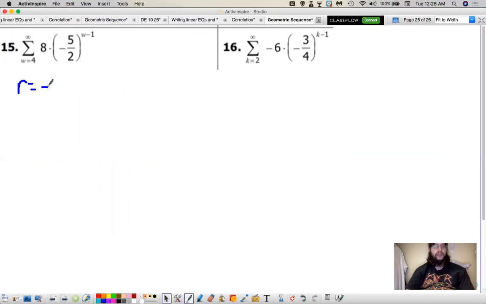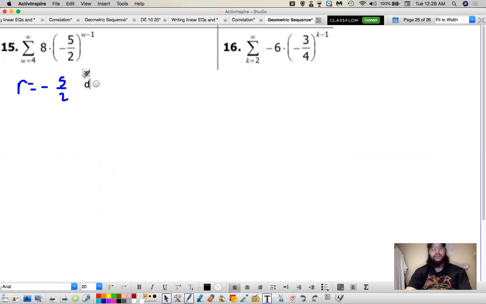R is -5/2. That's less than 1, so it's convergent, right? Wrong. The magnitude is not less than 1. 5/2 is bigger than 1. We don't care about the negative. That's divergent.